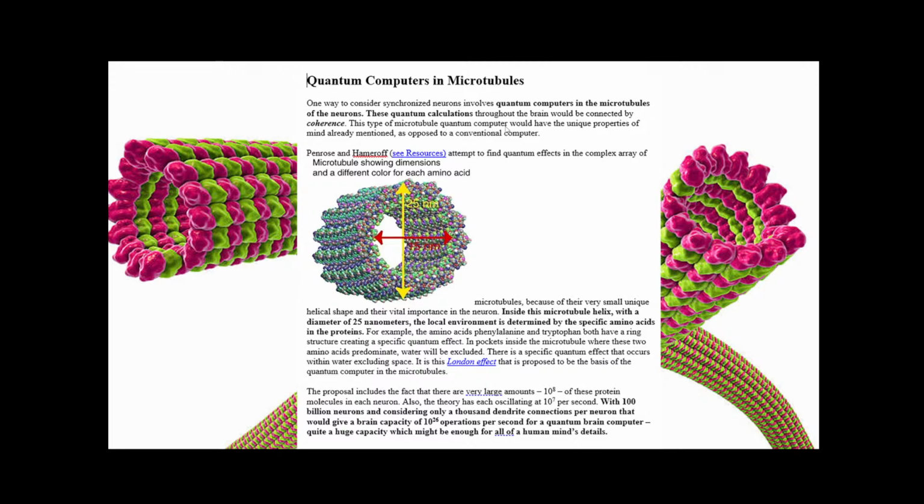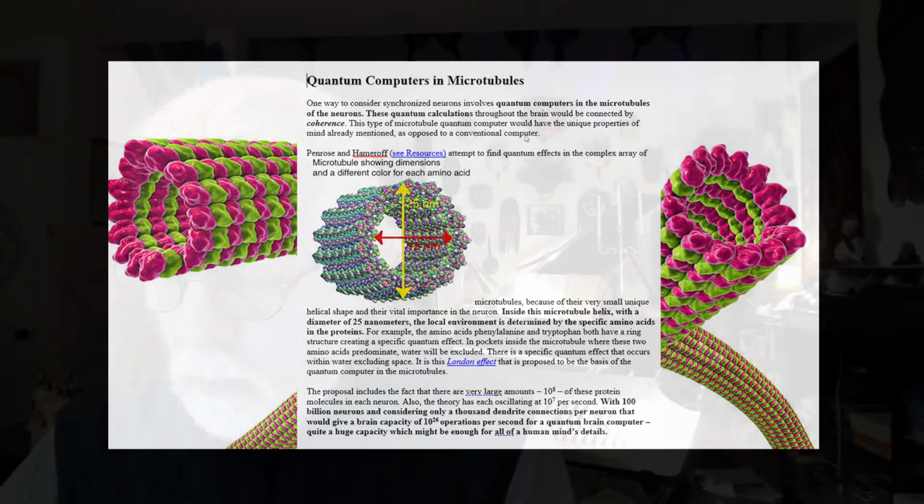This type of microtubule quantum computer would have the unique properties of mind already mentioned, as opposed to a conventional computer, where the language is zeros and ones. It's on or off, the gate is open or closed. And a quantum computer uses a qubit, which is vast arrays of all possibilities of on, off, 0, 1, 0, 1, and maybe. It's the Schrodinger's cat paradox state of 0 and 1, neither one yet, right? 0, 1 is like the living cat, dead cat. It's the 0 cat or the 1 cat, but it's sort of the coin in a constant state of flipping. It hasn't landed as heads or tails yet.